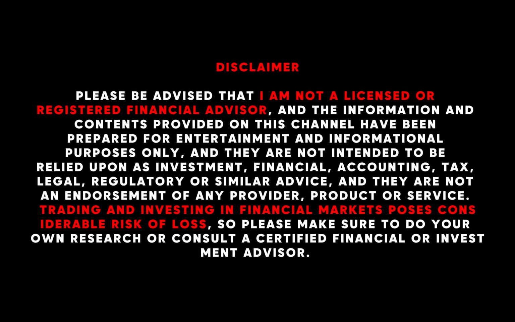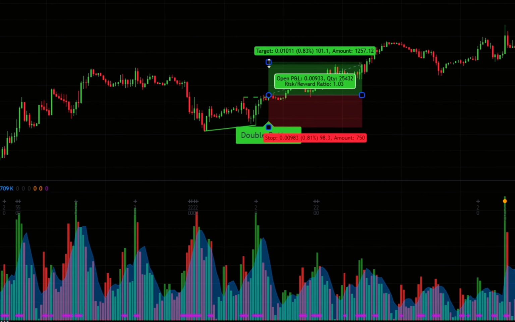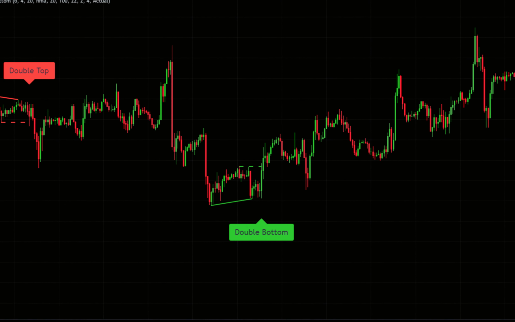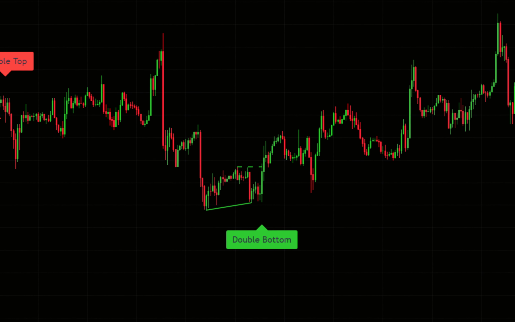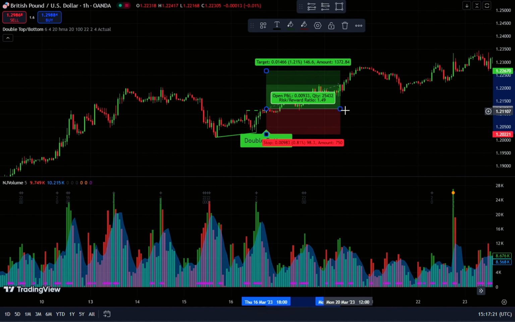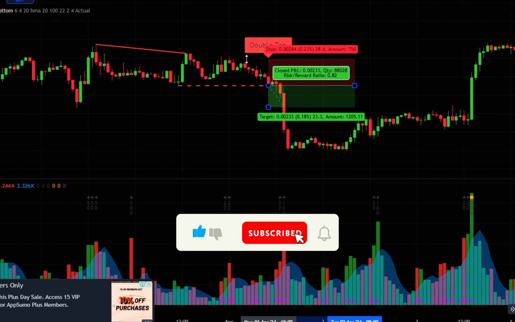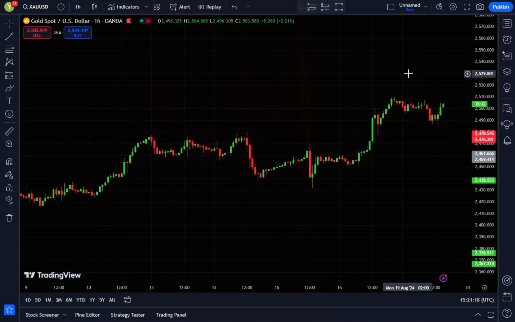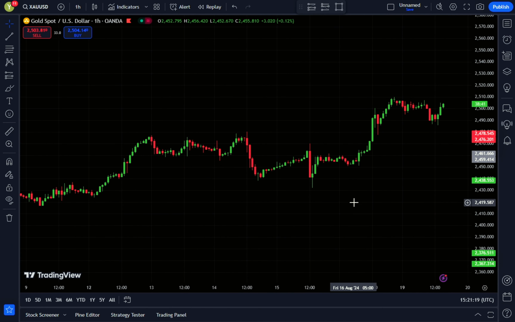Today, we're exploring the classic double top and double bottom strategy with a twist, using a free TradingView indicator to spot trend reversals accurately. Stick around to the end, and if you find this helpful, please like and subscribe. Let's dive in. To set up this strategy, the first thing you need to do is open TradingView.